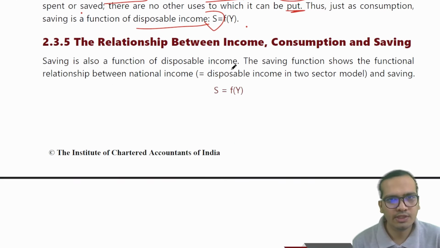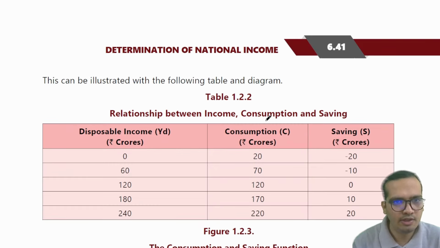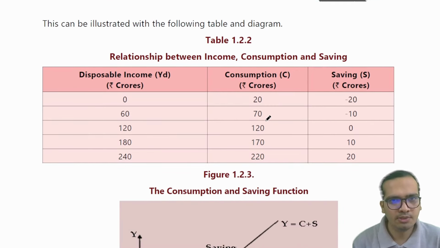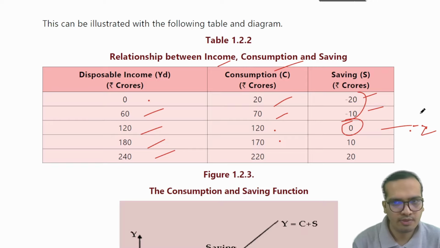The relationship between income, consumption and saving. Saving is also a function of disposable income. The saving function shows the functional relationship between national income, that is equal to disposable income in the two sector model, and saving. So S equals a function of Y. Similarly, we have a table which shows the relationship between income, consumption and saving. So we have disposable income 0, 60, 120, 180 to 240. Similarly, we have consumption and we have savings. In the first two cases it is negative, then it is 0, which is called equilibrium, and then so on.